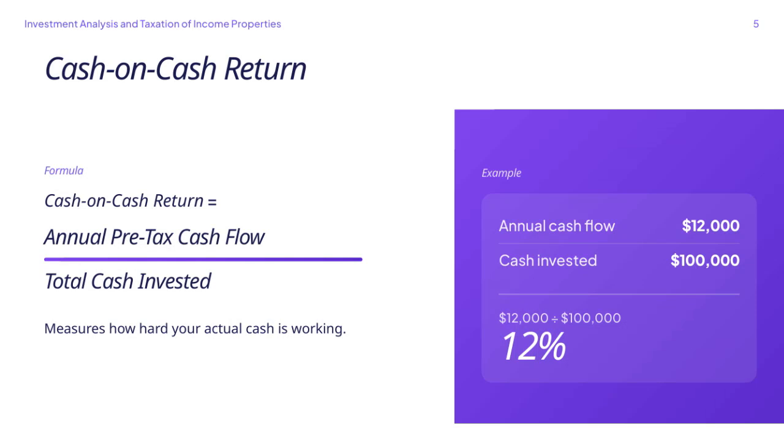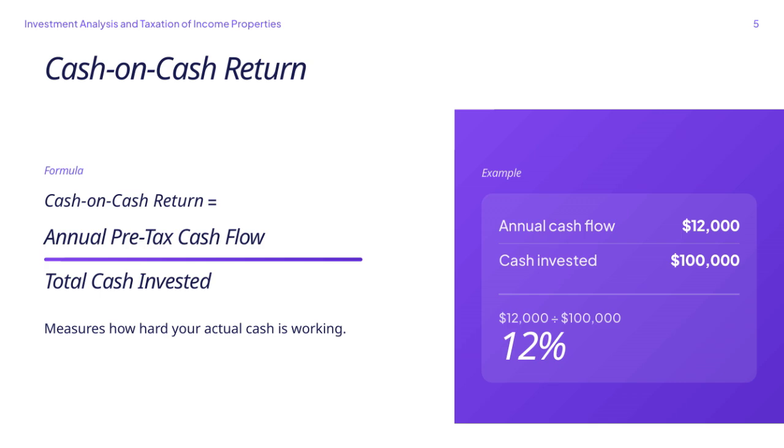Now, let's talk about the cash-on-cash return, which is an important metric in real estate investing. Essentially, it measures how hard your actual cash is working for you. To calculate it, you take your annual pre-tax cash flow and divide it by the total cash you invested in the property. For example, if your annual cash flow is $12,000 and you initially invested $100,000 in cash, you divide $12,000 by $100,000, which gives you 12%.